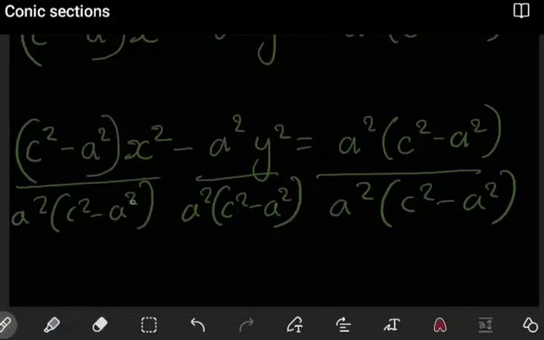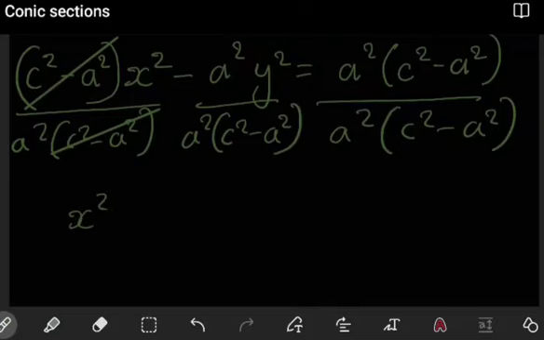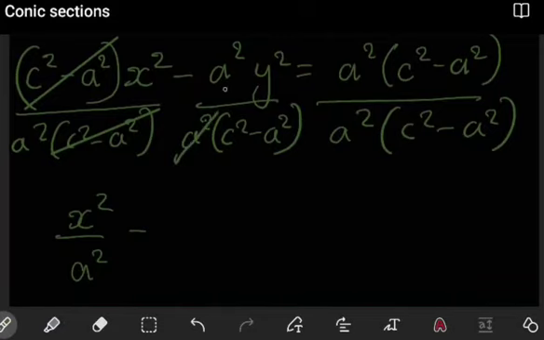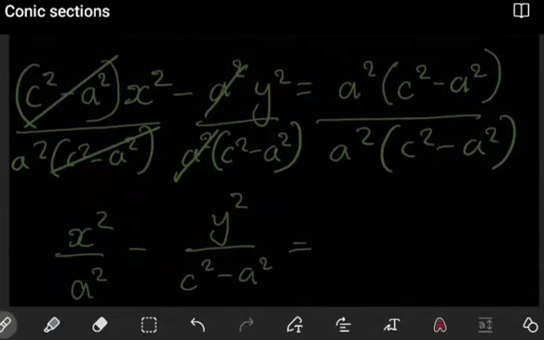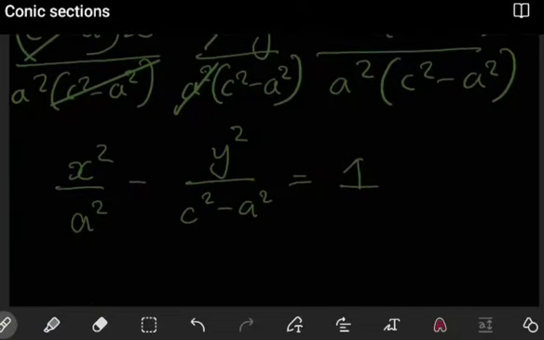Notice that for the first term, c squared minus a squared will cancel out. What we remain with is just x squared over a squared. On the second term, what will cancel is actually just a squared. So what will remain is y squared over c squared minus a squared. On the right hand side, it's the same thing, so you only remain with a 1 there. Now we are almost done.